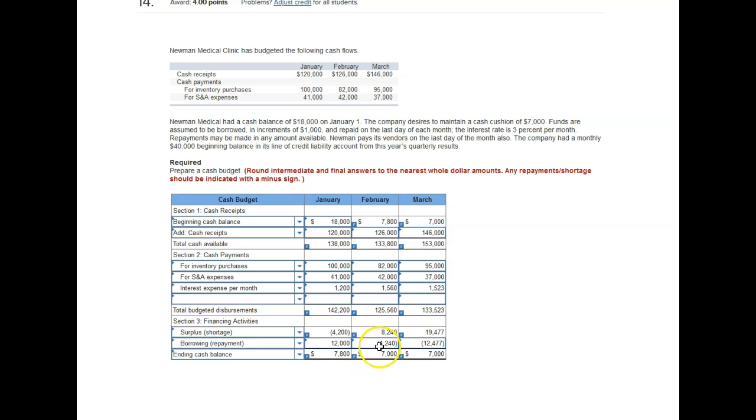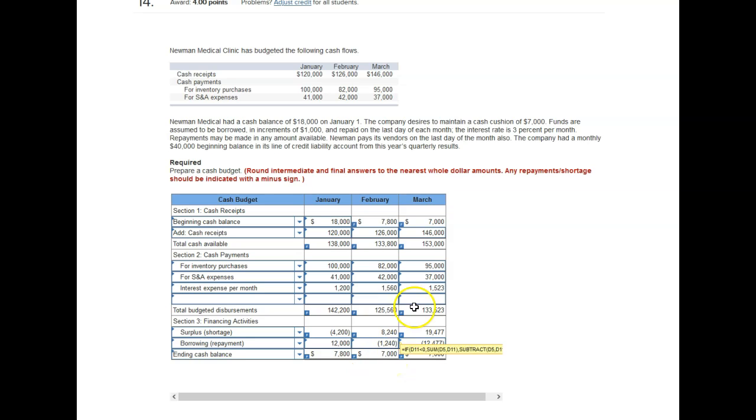You might think, well, wait a minute, I thought we had to use $1,000 increments here. Only when you borrow. When you borrow, it's in $1,000 increments. When you pay it off, you can pay off in any amount. So if we have $8,240 expected at the end of February as a surplus, we can pay off $1,240 on the debt, and that gets us to our minimum $7,000.